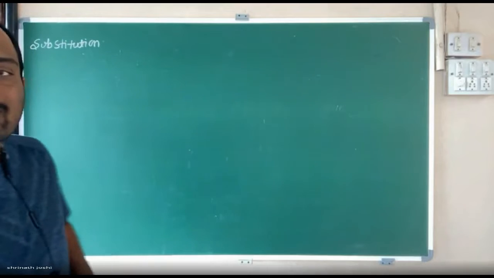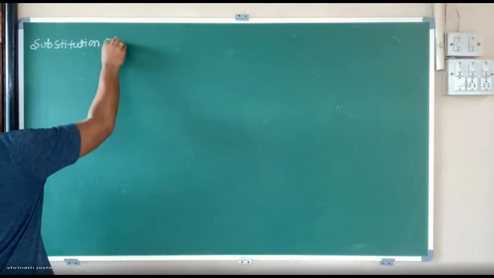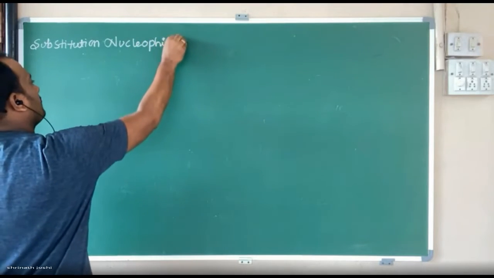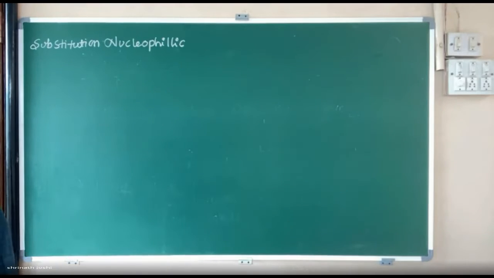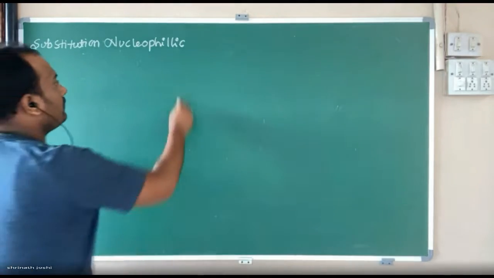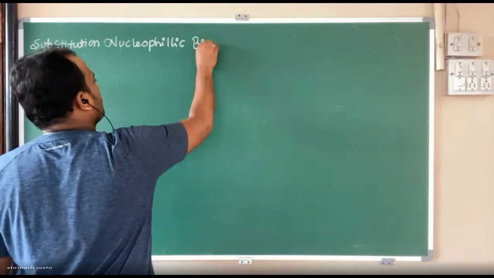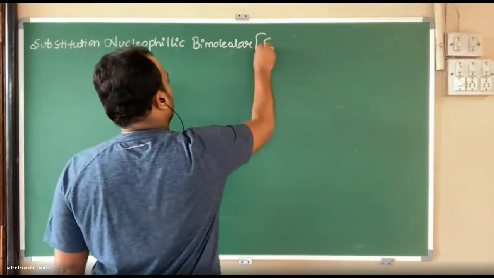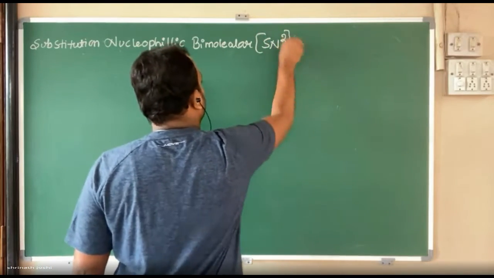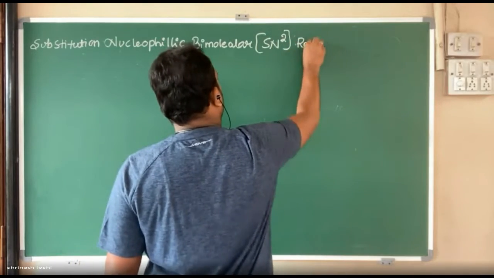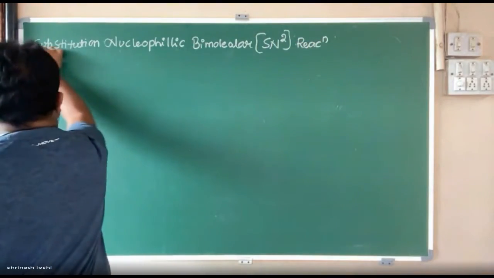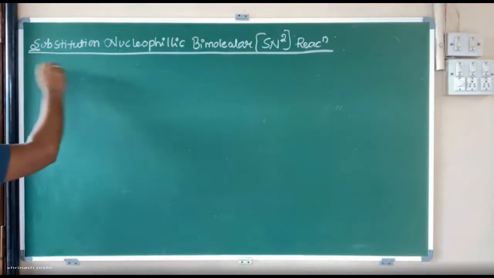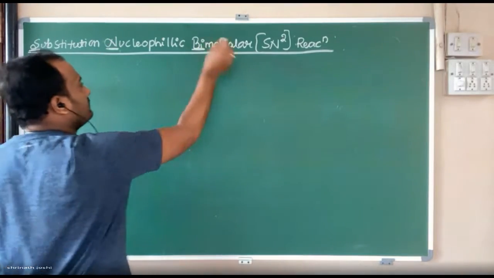Okay, so you can write the heading now. Substitution nucleophilic. Now unimolecular is over. SN2 we are going to discuss, therefore bimolecular reaction. Bimolecular, SN2 reaction or mechanism. You can write substitution nucleophilic. Underline the word S, underline the word N, underline the word bi.